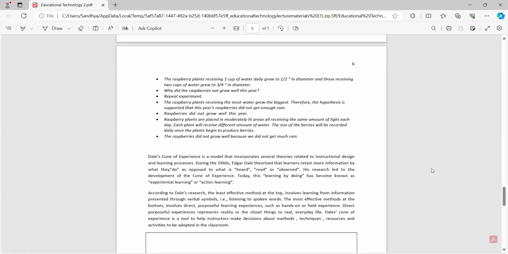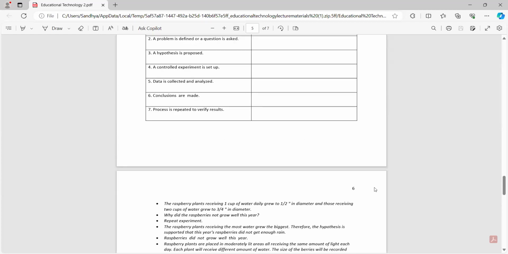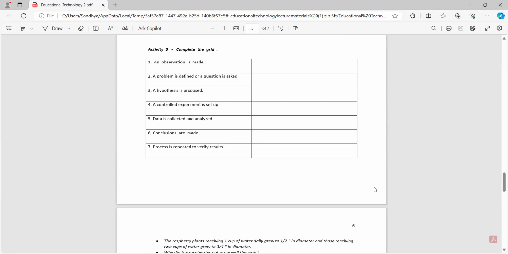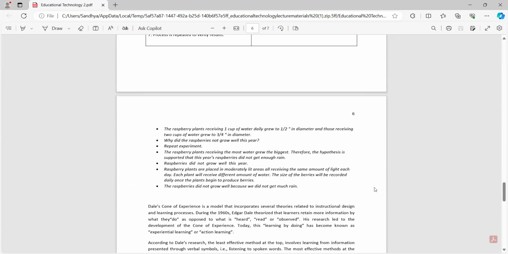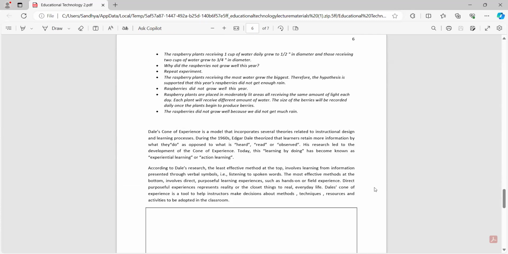Raspberries did not grow well this year. That is the problem. Right. Then you know the second one, a problem is defined or a question is asked. And what is it? Why did the raspberries not grow well this year?